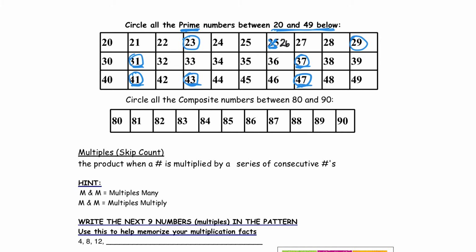Let's keep going. Circle all the composite numbers between 80 and 90. Now you're going to circle composite. Try that one on your own. Pause the video. Good luck. And as you can see, the composite numbers in this section would be 80, 81, 82, 84, 85, 86, 87, 88, and 90.